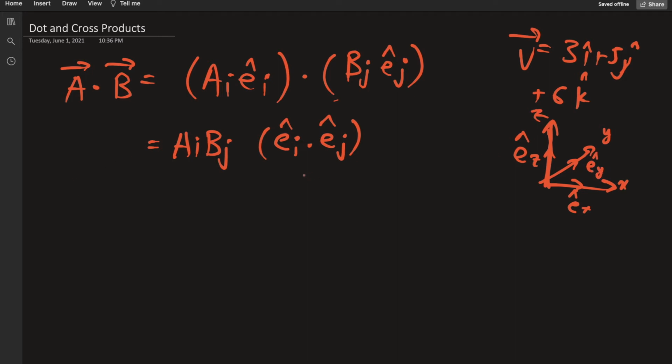Okay, so now look at this. We're working in an orthogonal system. Let me emphasize this. We're working in an orthogonal system.